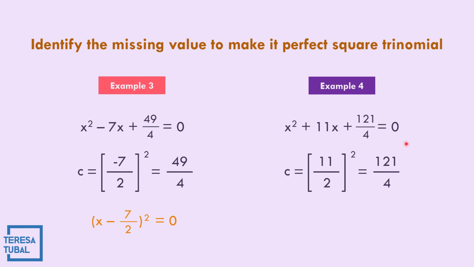To get the factored form, square root of x squared is x. Copy the sign of b, that is positive. Square root of 121 is 11. Square root of 4 is 2. So the final answer is the quantity x plus 11 over 2 squared is equal to 0.